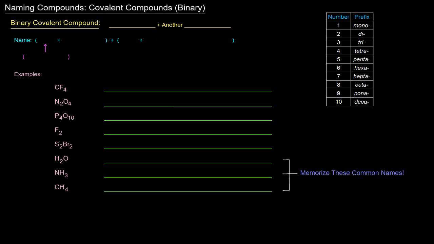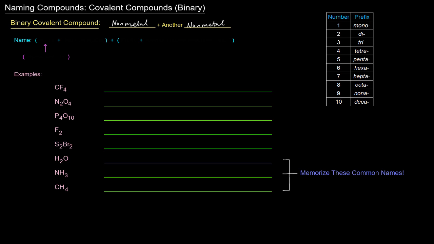So in this video, we're going to name covalent compounds, specifically binary covalent compounds. A binary covalent compound is basically when we have just one nonmetal and another nonmetal, right? There are just two. Binary refers to two, okay? So we're going to name each of these elements sort of separately.